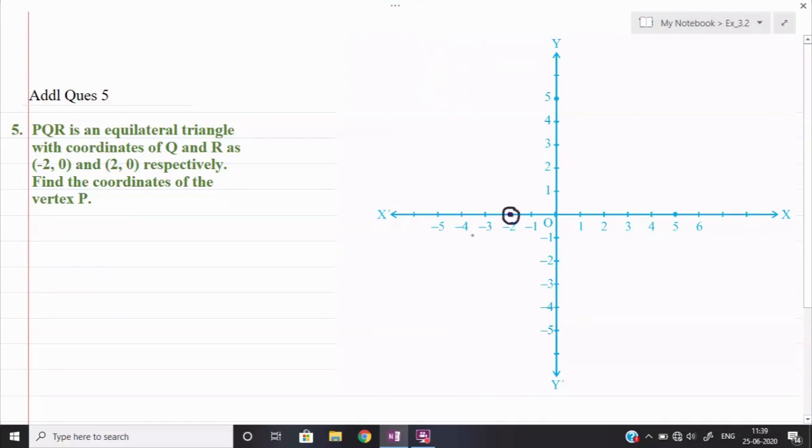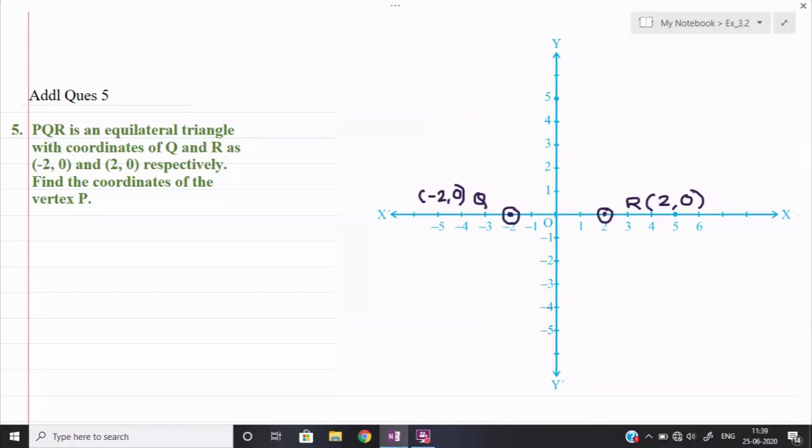So this point is Q and its value is minus 2 comma 0. Similarly for R, the value is x equal to 2 and the y coordinate is 0. So this point will be R, and we can say the coordinate of R is 2 comma 0. Now somewhere the point P lies. Find the coordinate of the vertex P. So we need to find the value of P here.